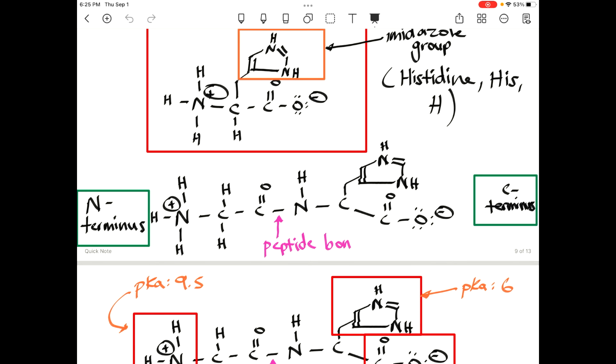we form a peptide bond, and it looks like I missed a D at the end. One second, let me fix that. Form a peptide.